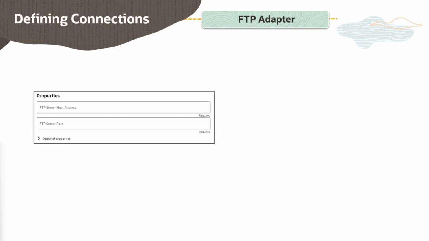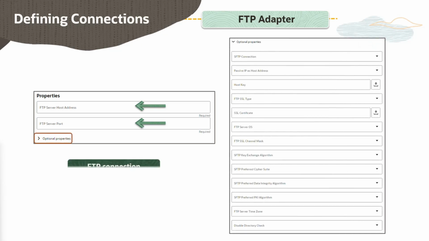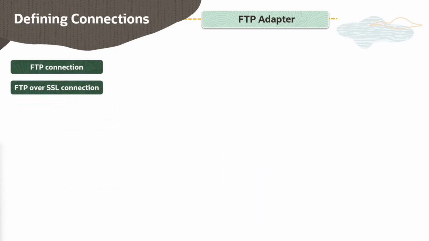The FTP adapter has various connection property options. Of course, you'll need to provide the server's host address and port. Then under optional properties, you'll see several fields you can edit, as well as the ability to upload a host key or SSL certificate, depending on the type of connection you need to use.